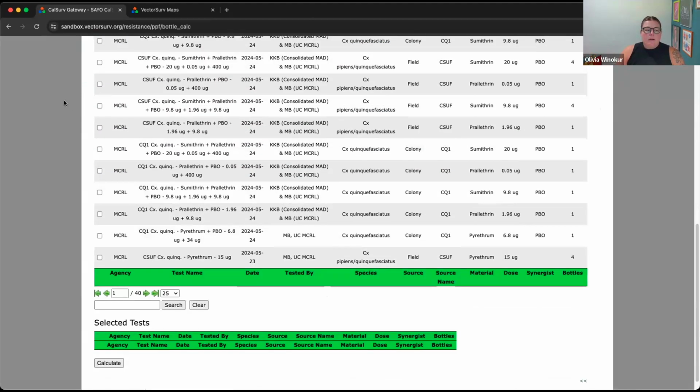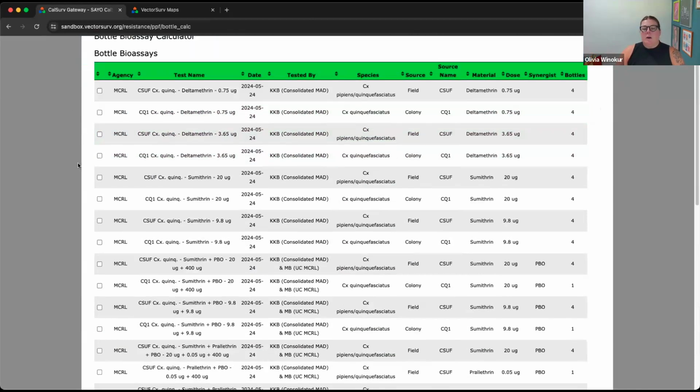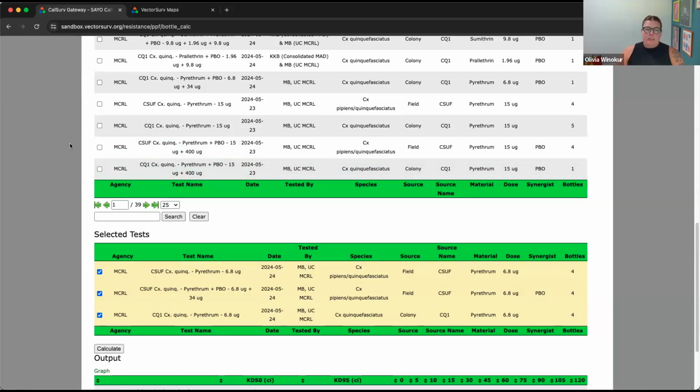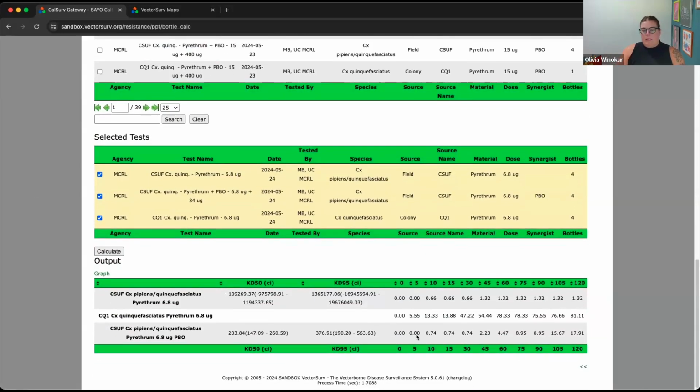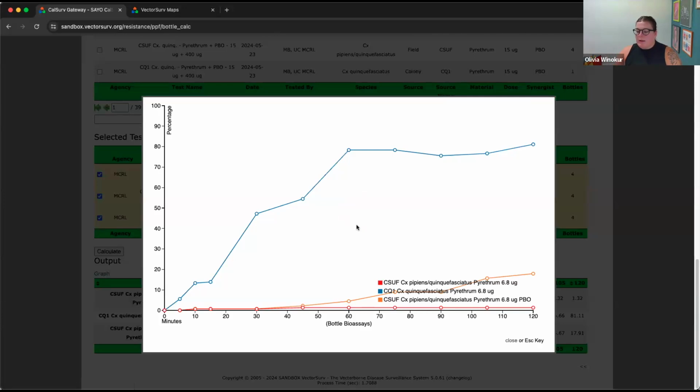Not much to show you here. It's basically showing for any bottle bioassay that was added in my state, I can choose to view those on a chart. So the calculator is basically select any bottle bioassays that have been inputted into the system, and then we can get KD50s, KD95s, and see over time what the knockdown looked like for any of those populations and whatever active ingredient they chose. So the benefit of this is just it'll make the charts for you. You don't have to do this or use an Excel spreadsheet to do it.